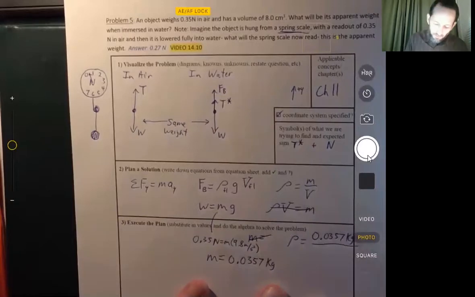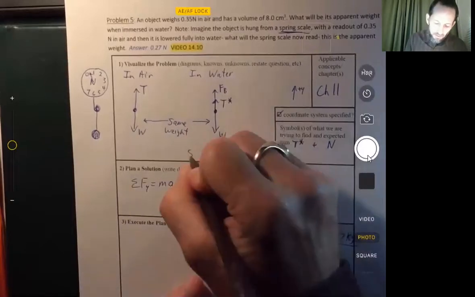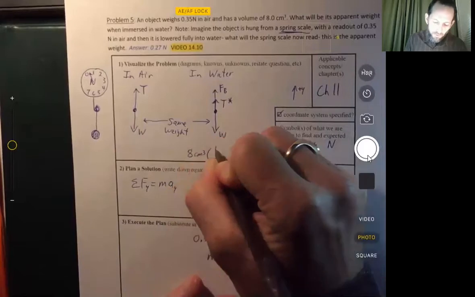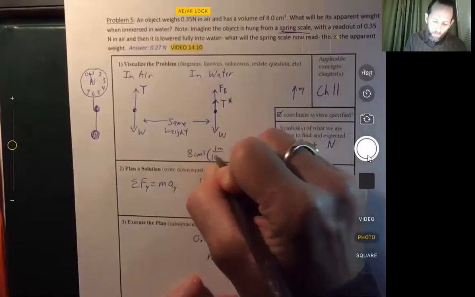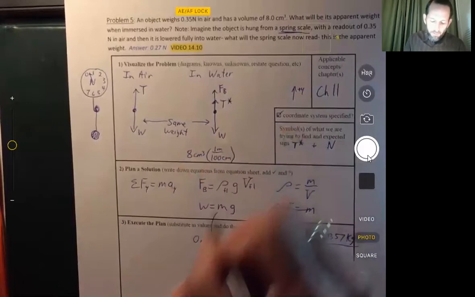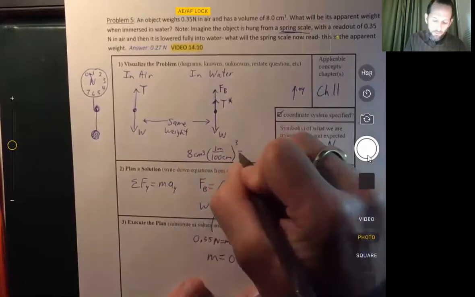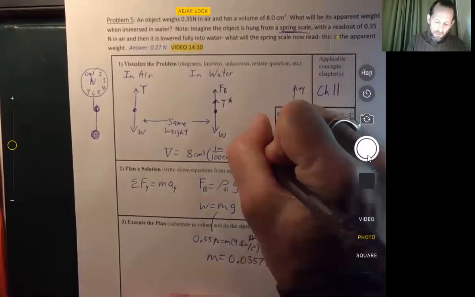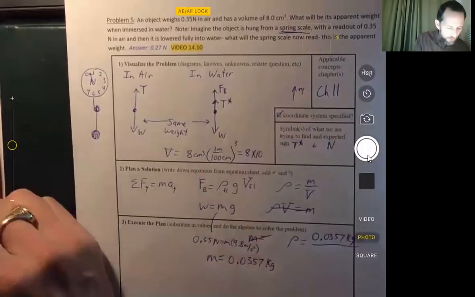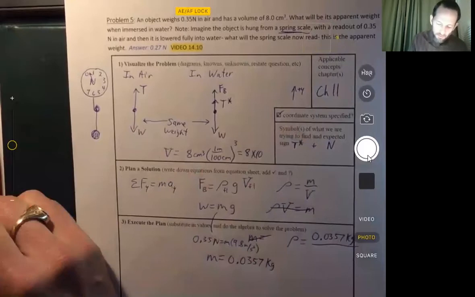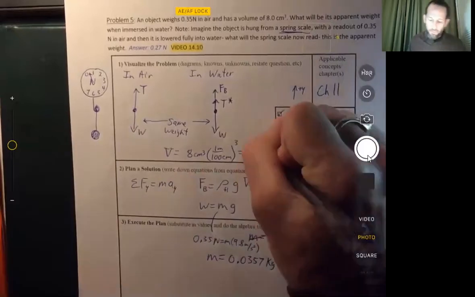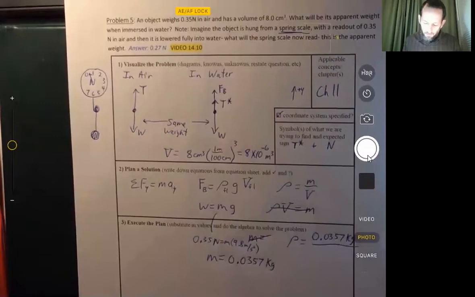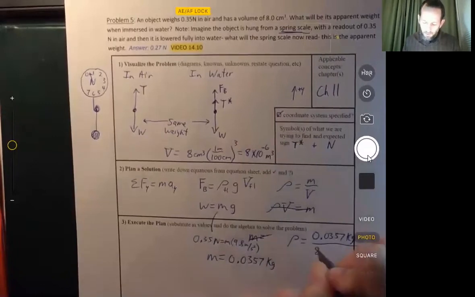So let's see, here's a good place, 8 cubic centimeters. There's 1 meter for every 100 centimeters, and we cube that whole thing. This is for the volume. And so 8 divided by 100 cubed, we get 8 times 10 to the minus 6 cubic meters. All right, so we can put that volume here, 8 times 10 to the minus 6 cubic meters.